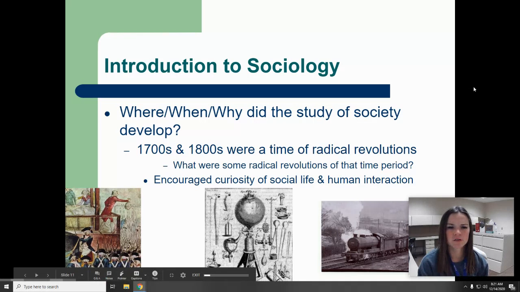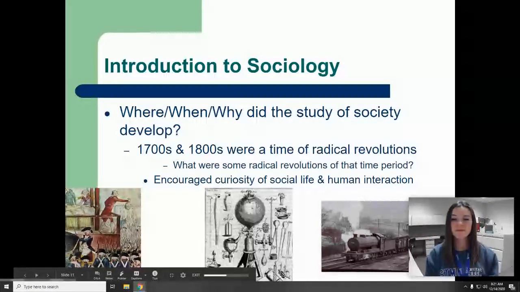Today we're going to look at the where, when, why, and who of the study of sociology and how that developed. The 1700s and 1800s were a time of radical revolutions. These revolutions encouraged curiosity about social life and human interaction. We're going to talk about three major radical revolutions and how they helped develop the study of society.